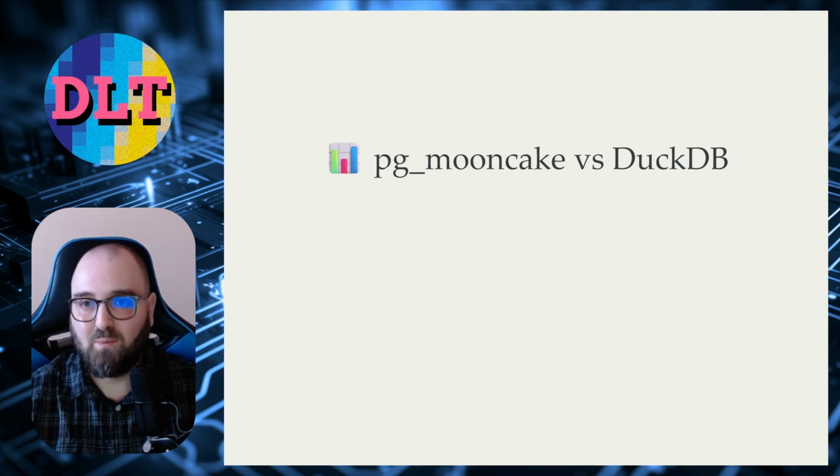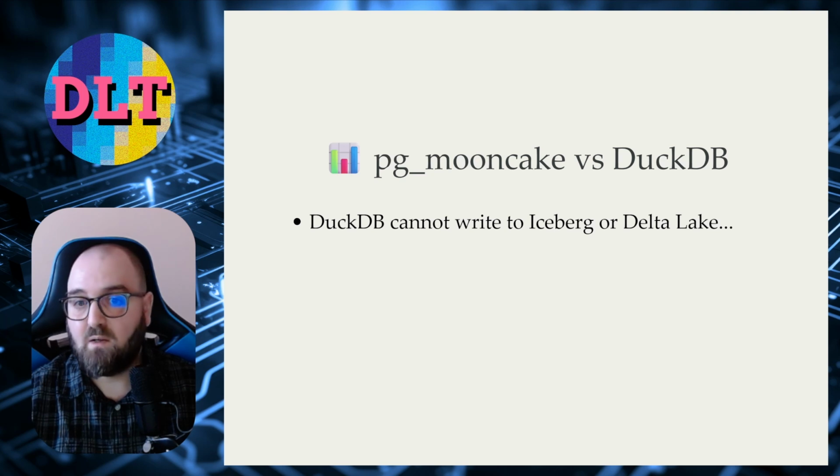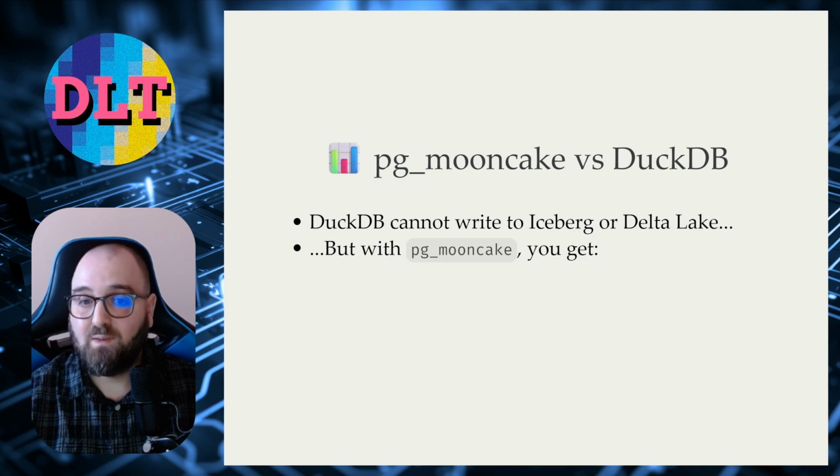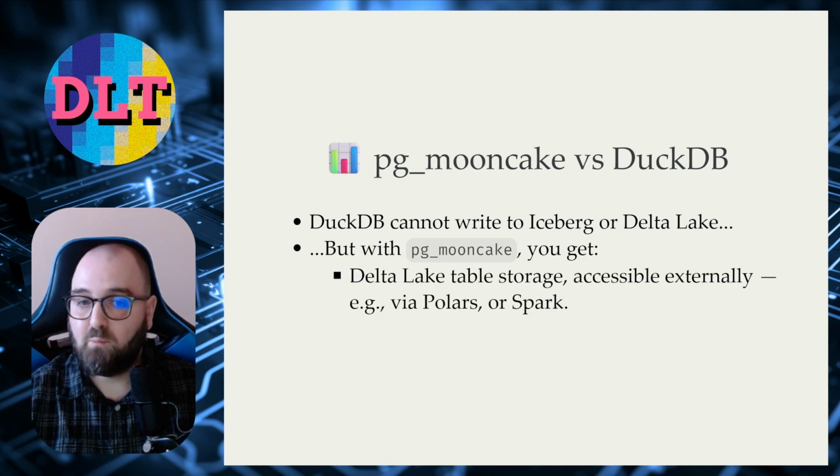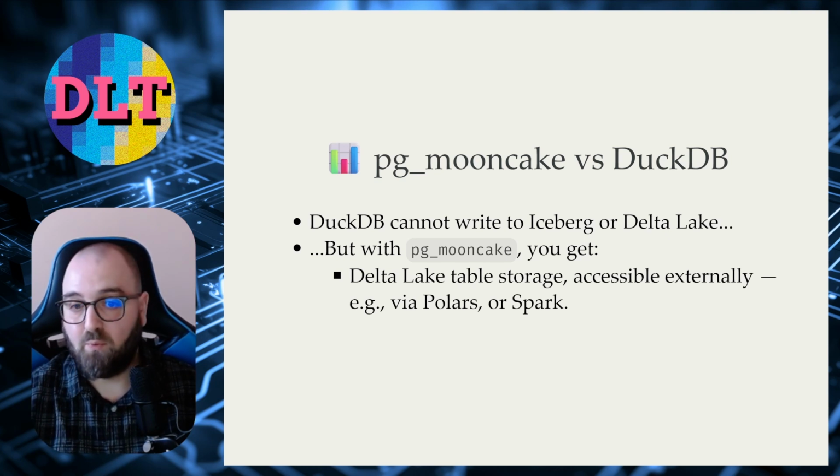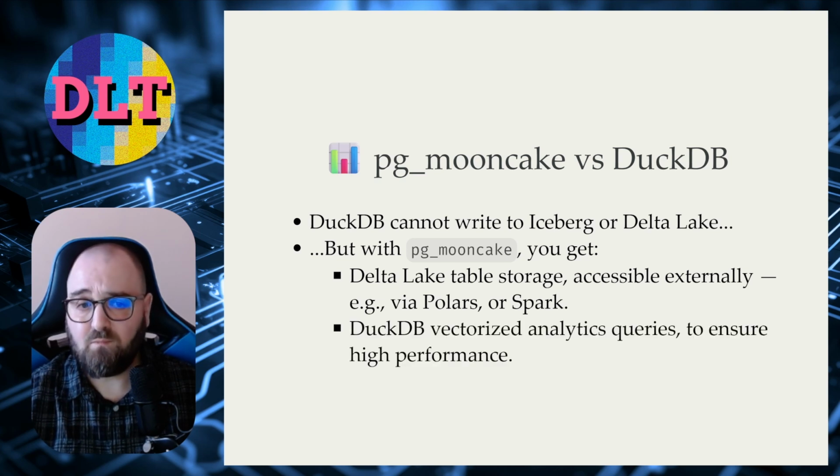Then we have PG Mooncake versus standalone DuckDB. DuckDB is an in-process database, so you really don't use it as standalone. You might use it through the command line, but you usually use it through Python, perhaps. So DuckDB cannot write to Iceberg or Delta Lake, at least for now, but PG Mooncake can, and with PG Mooncake you get Delta Lake table storage, which is accessible externally by Polars or Spark or whatever can read Delta Lake. And you still get DuckDB vectorized analytics queries to ensure a high performance, so it's really an interesting solution right now because of that.